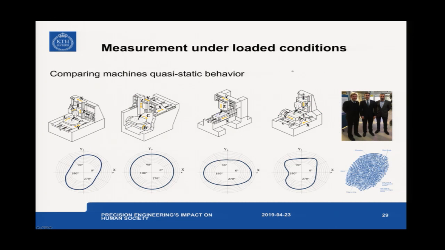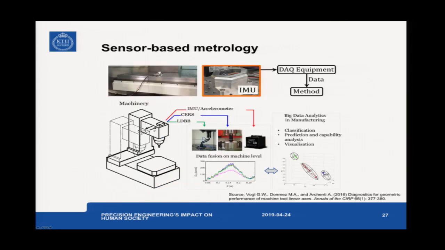As an example here, we measured quite many different machines, and we saw actually that this fingerprint, by calculating the stiffness by this measurement, we see that they are quite different. So it's like a fingerprint if you compare us humans. And that's a typical application where we use metrology to understand more how our machinery is behaving.